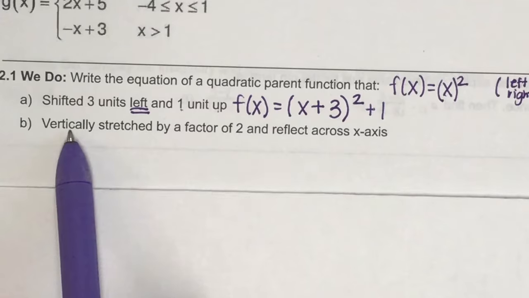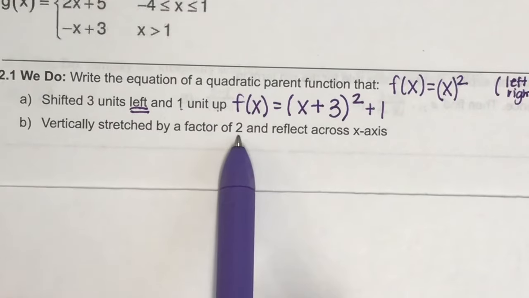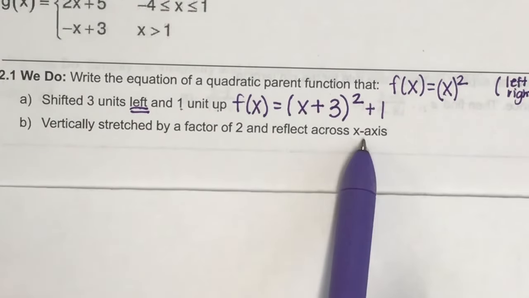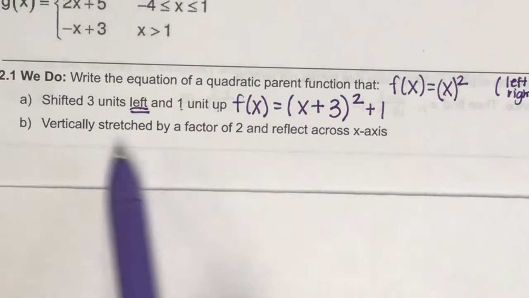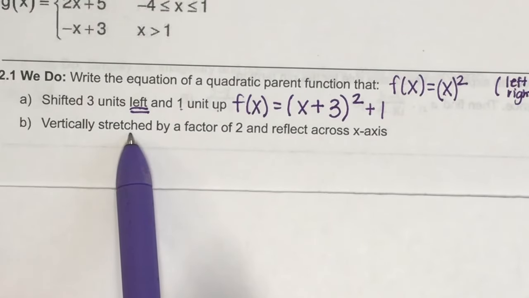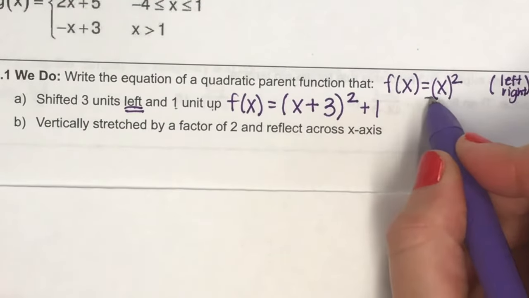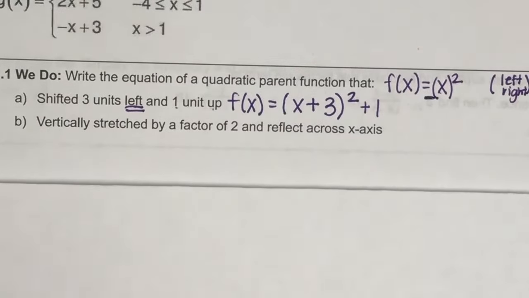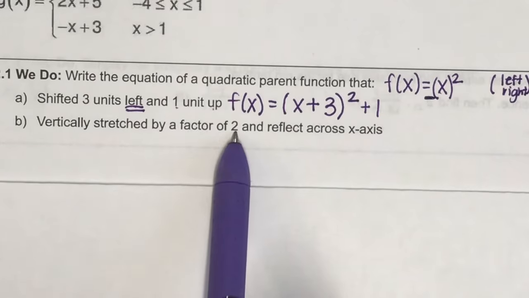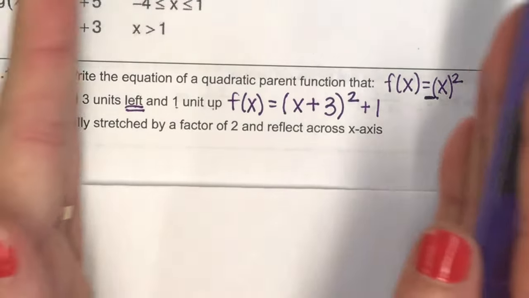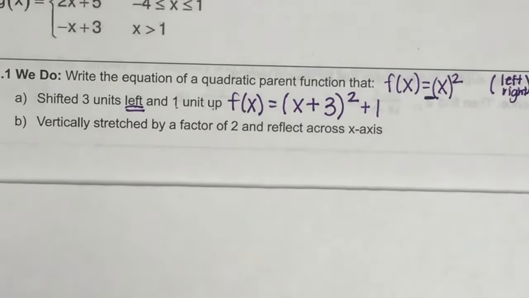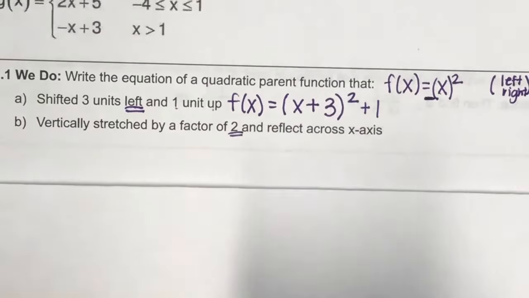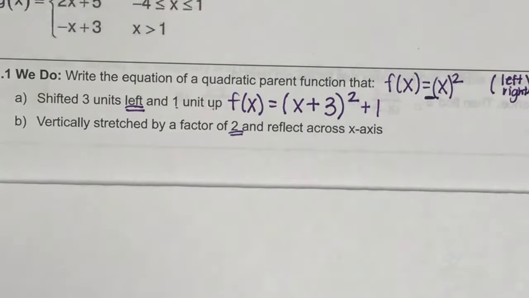So now let's do the second one. I'm going to vertically stretch by a factor of 2 and reflect across the x-axis. If I'm vertically stretching, that means the number in front of the x is what is going to either stretch or compress my graph. If it's a really big number or a whole number, my graph's going to get super skinny. And if it is a fraction, my graph is going to be compressed, pushed down, and get nice and fat. So mine is a whole number here, which means I'm going to stretch it. It's going to be smaller.